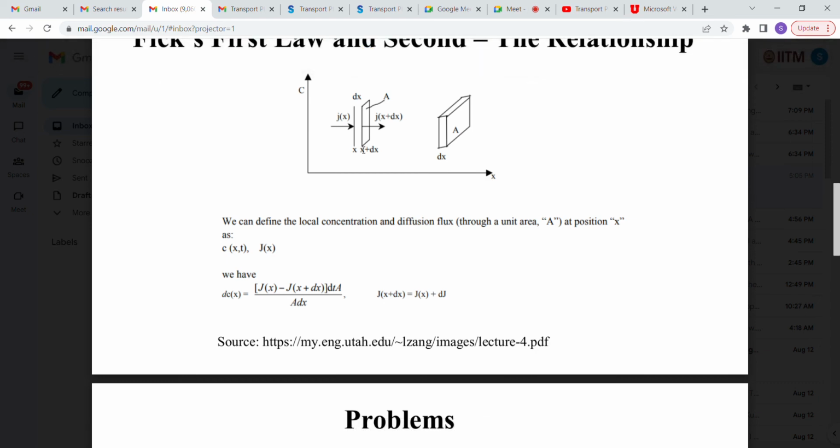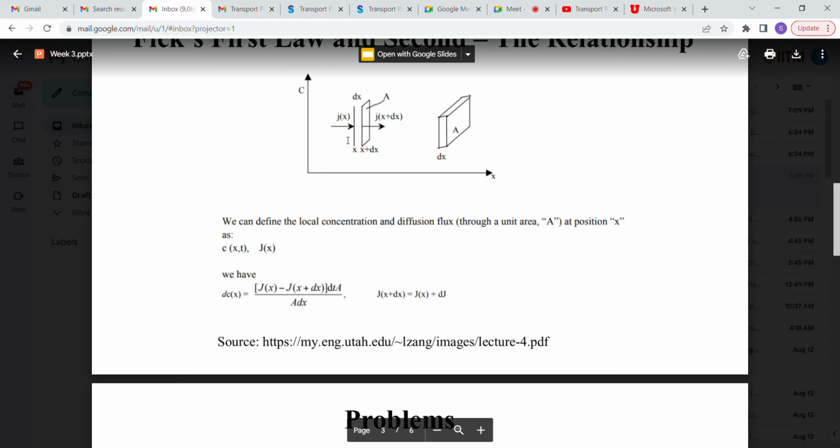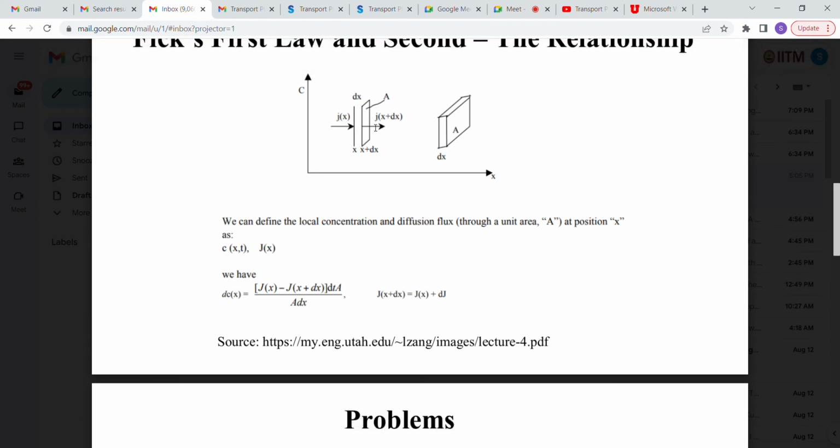Now, concentration is a function of not area but volume. So area is given by meter square or centimeter square, whereas volume is given by centimeter cube or meter cube. So you have to divide it by the whole volume element to get the concentration. So this is the number of molecules, or the difference in the number of molecules.